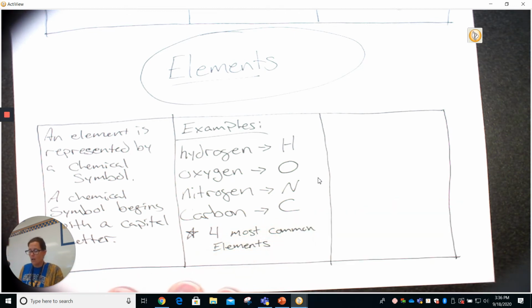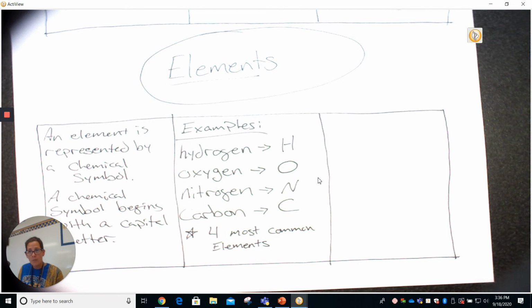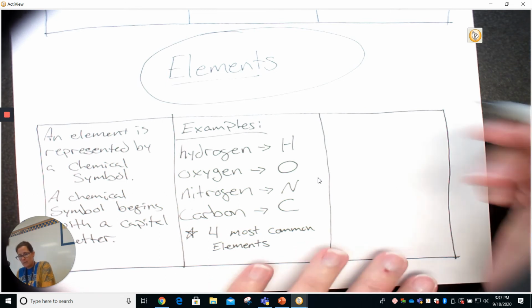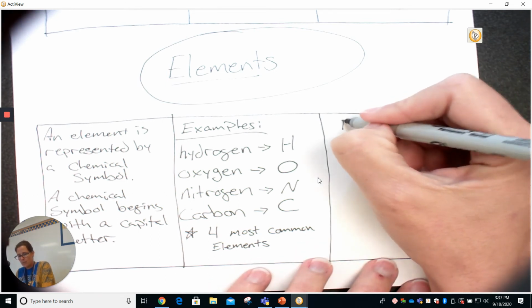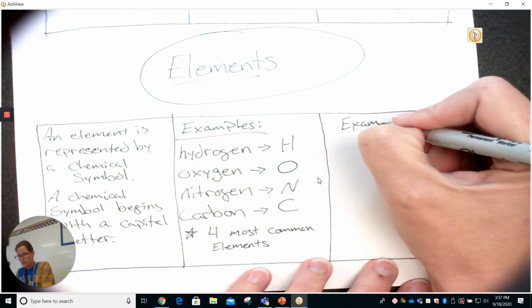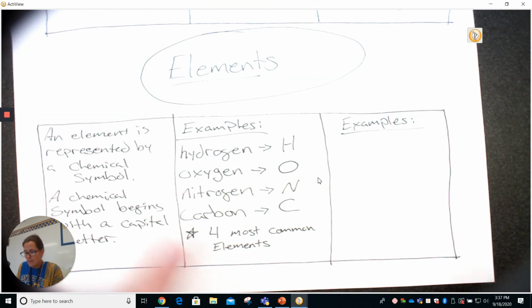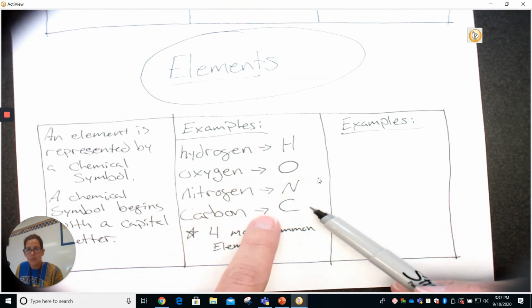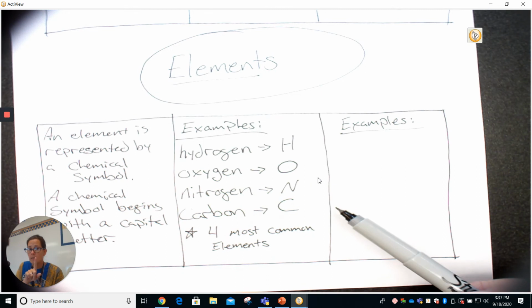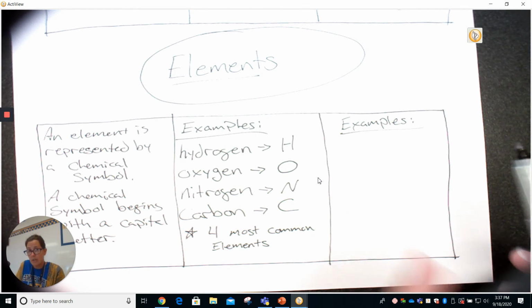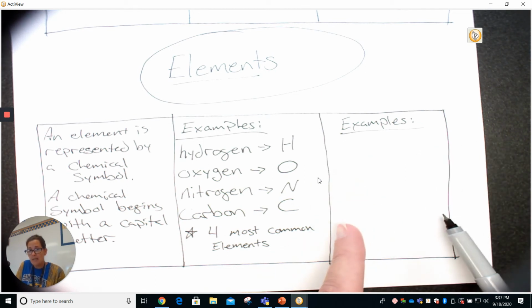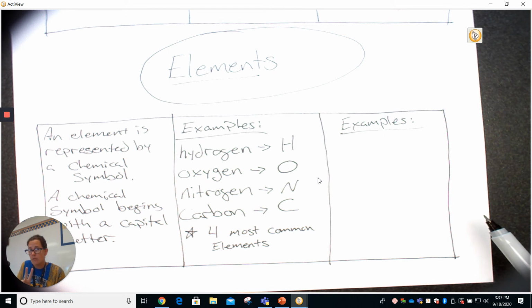Okay. All right, one more box to go, and then we're done with our note page for the day. We've got some more examples. So we'll write examples over here again. If you notice, all of these chemical symbols are only 1 letter. Okay, now we're going to talk about some elements that have a chemical symbol with 2 letters.